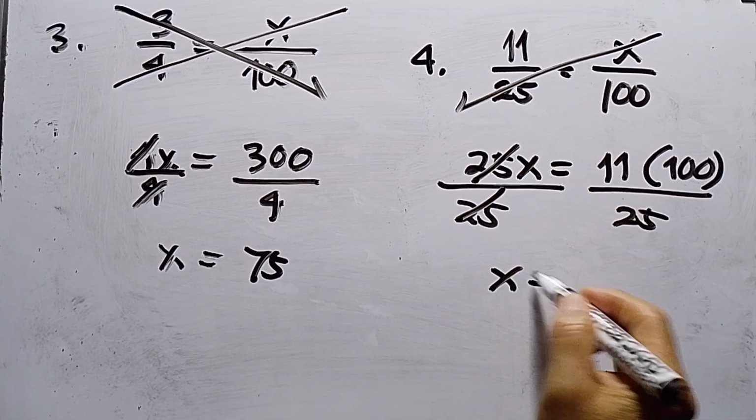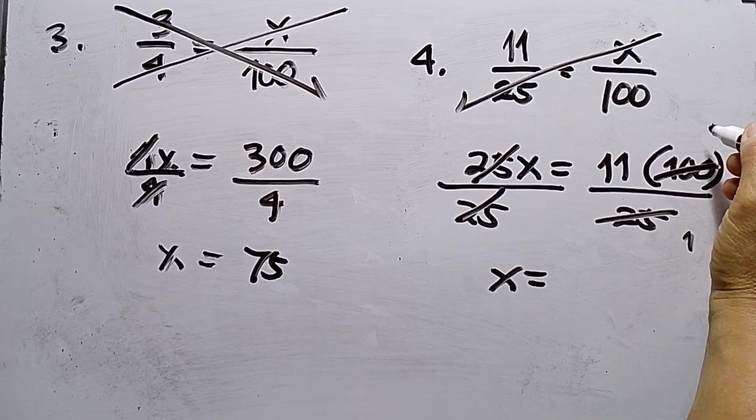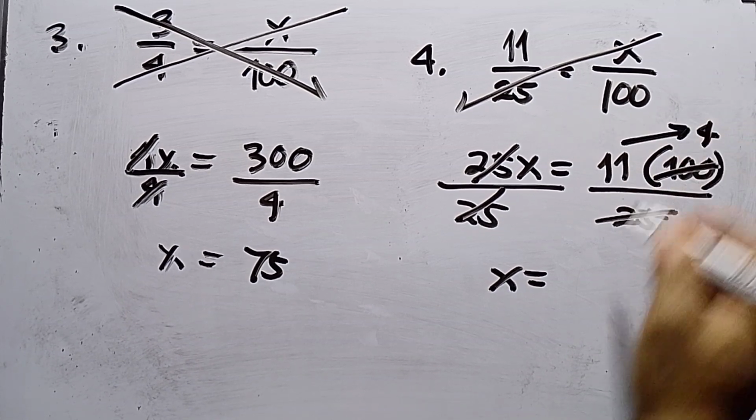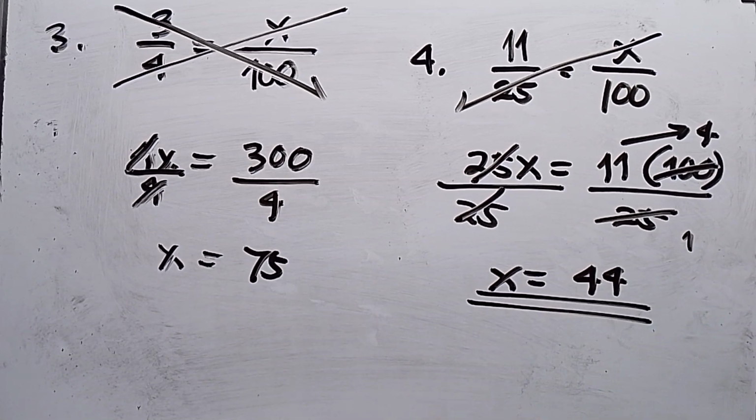Cross out x. So how many 25s are in 100? There are 4. And then multiply. So 11 times 4 is 44. So that's all for this topic.